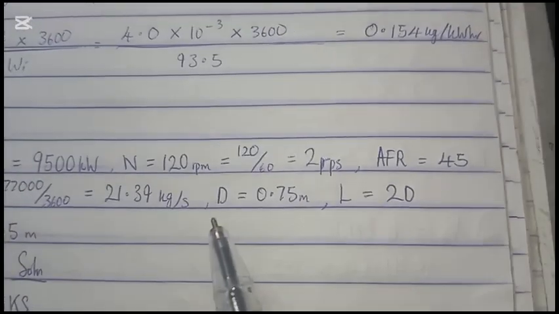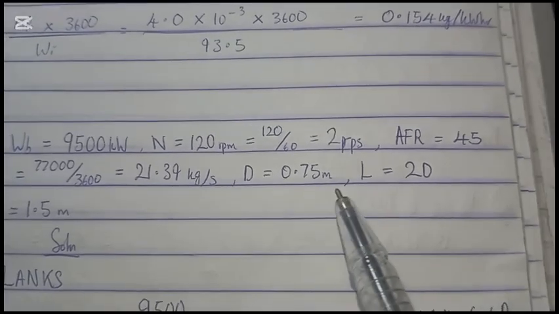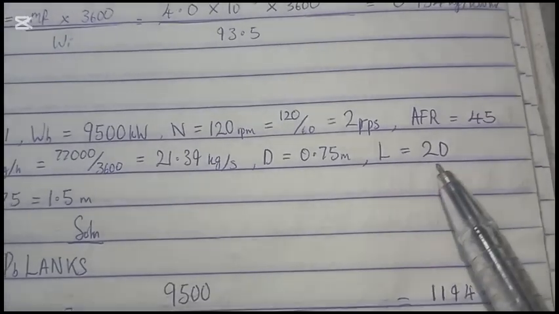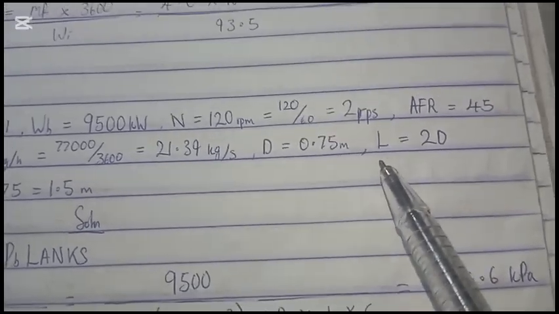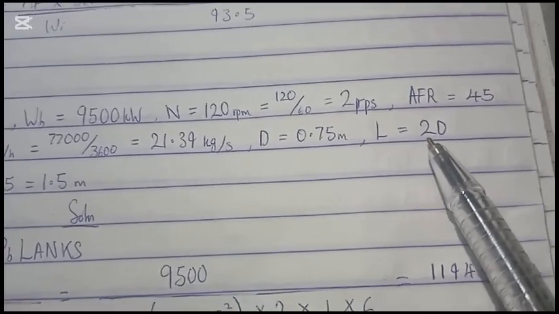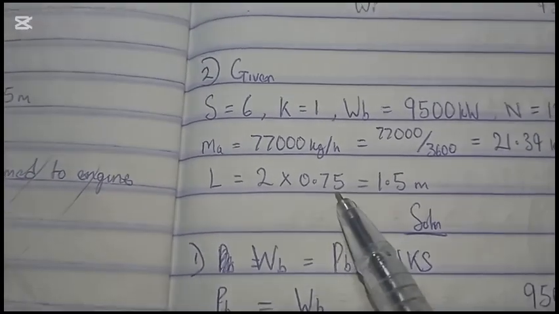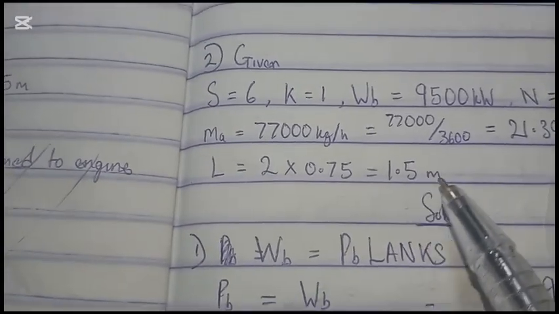Our diameter was given as 0.75 meters, and we know that the length is twice the diameter of the cylinder, that is the bore. So the length or the stroke is given as 2d. So we take length is equal to 2 times our d, that will give us 1.5 meters.